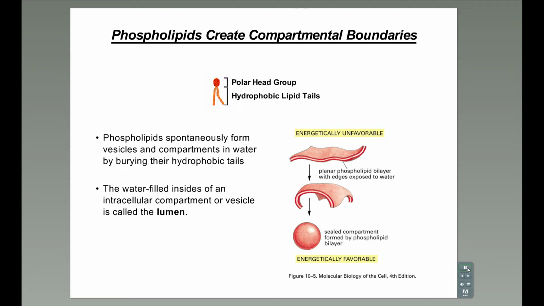Shown on the right is a schematic from Molecular Biology of the Cell of how initially a planar phospholipid bilayer is formed, but now the edges are exposed to water, and so in order to prevent those hydrophobic tails from interacting with the water, the planar phospholipid bilayer curves and eventually makes a sealed compartment made up entirely of phospholipids. The water-filled insides of intracellular compartments of the cell are called the lumen. Thus, if you take the Golgi, for example, the inside of the Golgi is called the lumen, and of course the material or the water facing on the outside is actually the cytosol.